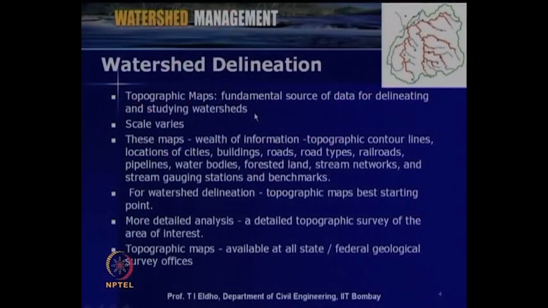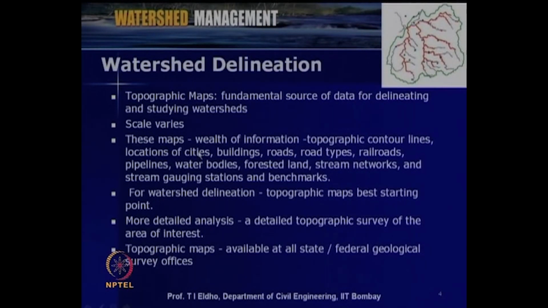Depending upon the country, the location, the various parameters, or the organization which is making the topographic map, the scale may vary. It can go, for example, from 1 is to 10,000, 1 is to 20,000, or 1 is to 100,000. Like that, the scale can vary.